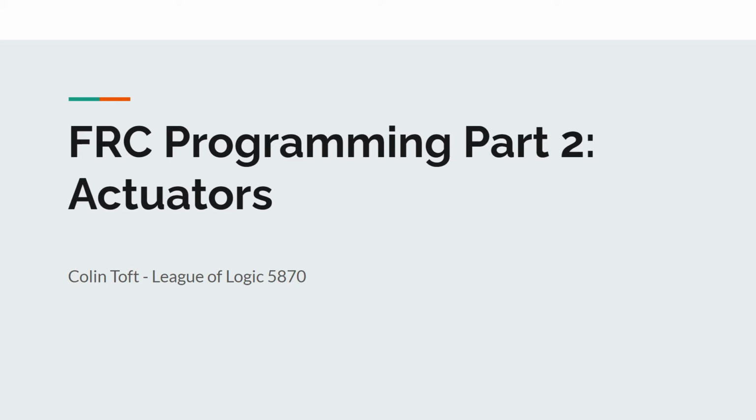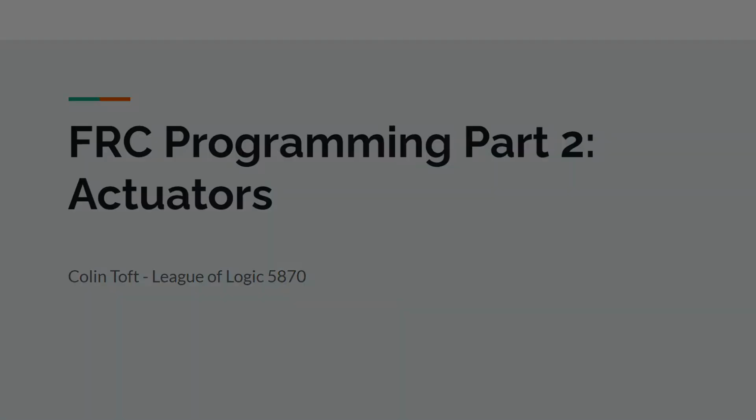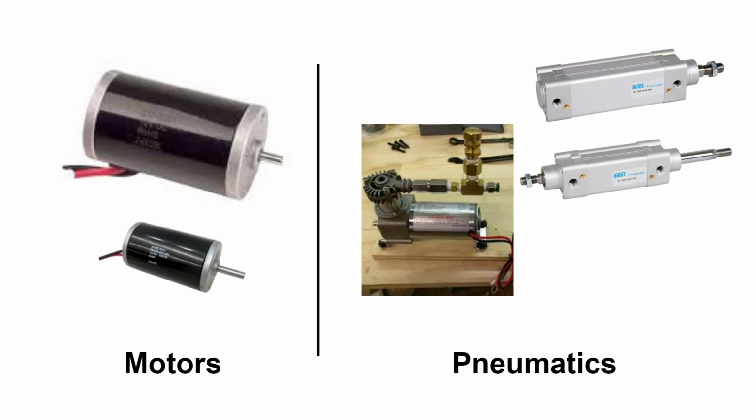In this video, we'll go over the most basic function that every program will need, controlling actuators. Actuators are how your robot interacts with its environment. So if your robot has wheels, a shooter, or a climbing system, all of these are controlled using actuators. Luckily, all the actuators we use in the FRC boil down into two categories, motors and pneumatics, and I'll teach you both of those in this video.